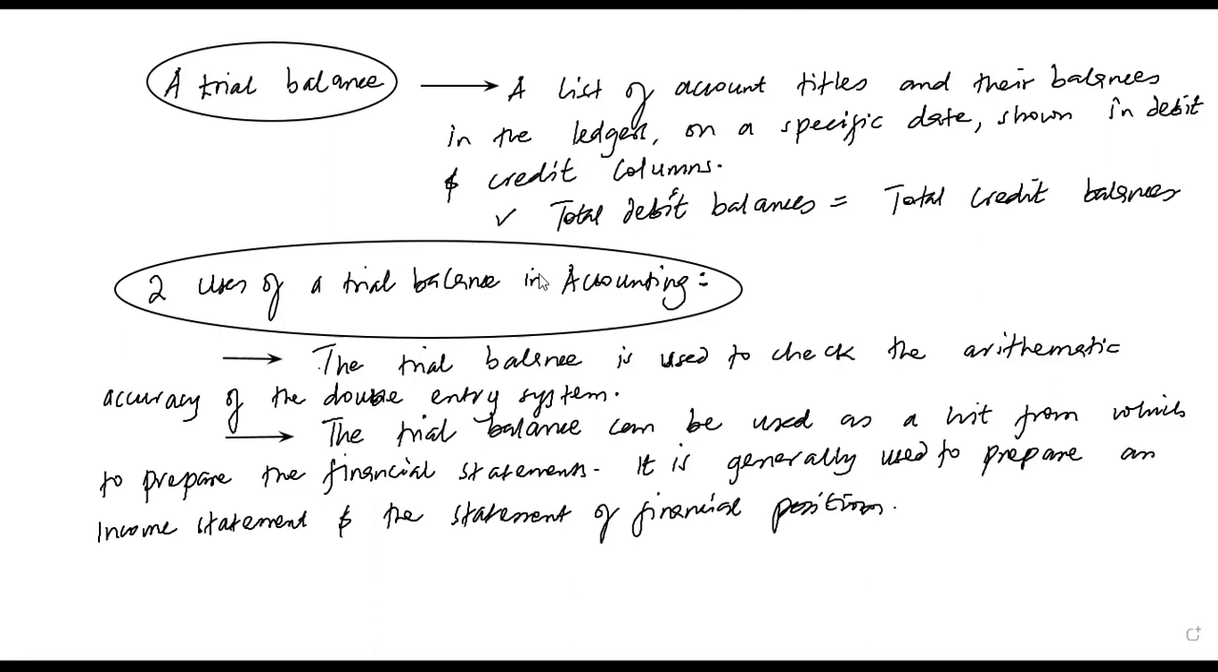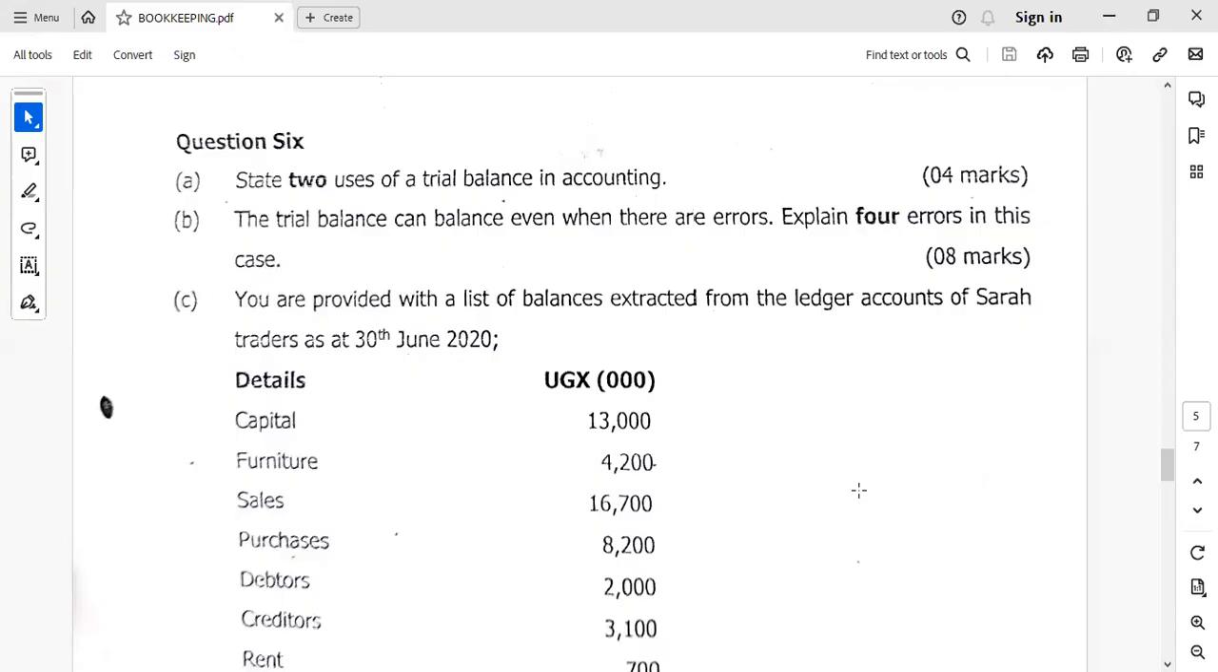You were asked to state the two uses of a trial balance in accounting. So meaning that each use is 2 marks, because here we have 4 marks for 2 uses.